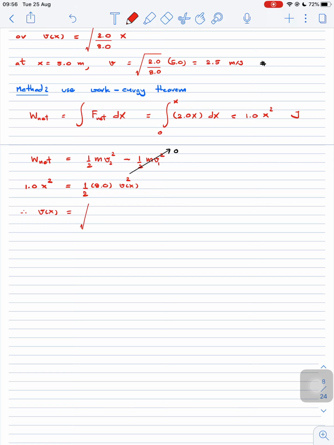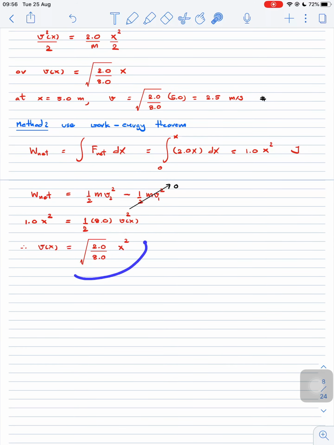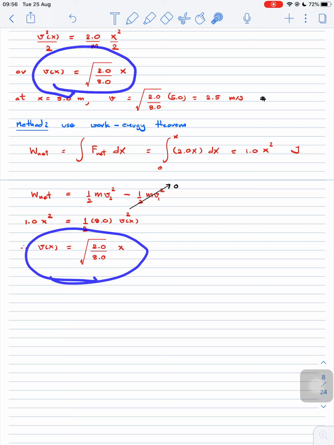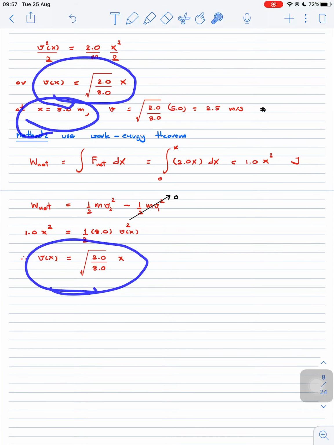So finally you can get that vx is equal to the square root of 2.0 over 8 pi o, times x. You can see that this equation is just the same as this one. So we used two approaches and got the same equation. It means that at x equal to 5 meters, we get the same velocity v as well.